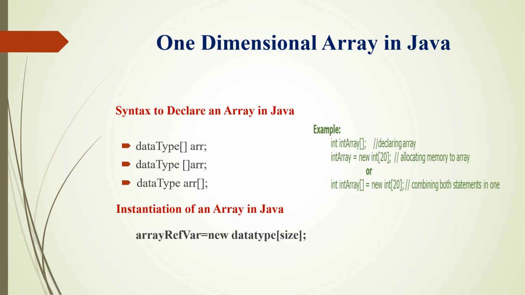Here we have an example. int[] intArray = new int[20]. So intArray is the array name and new is the keyword used to allocate memory, and it says how many integer values we want to store. It is 20 values.